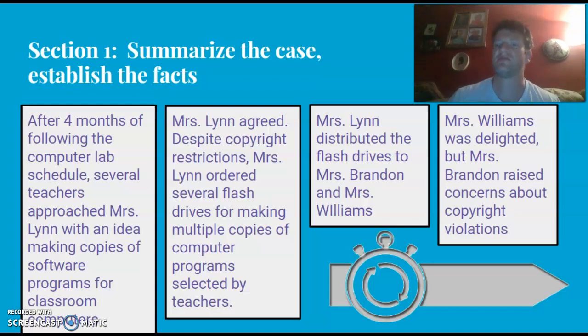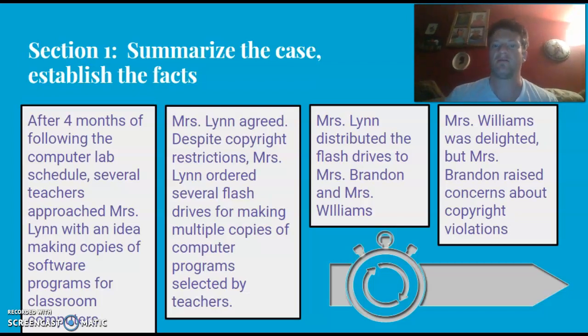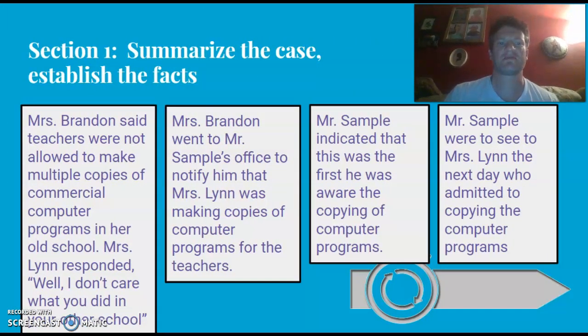Miss Williams, the experienced teacher, was delighted, but Miss Brandon, who is new to St. Regis School, raised concerns about the copyright violations. Miss Brandon said that the teachers were not allowed to make copies of commercial computer programs in her old school. Miss Lynn responded, "Well, I don't care what you did in your other school." Given that response, Miss Brandon then went to Mr. Sample's office to notify him that Miss Lynn was making copies of computer programs for the teachers.